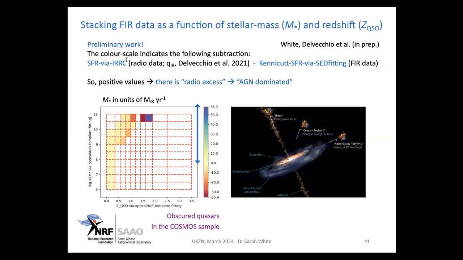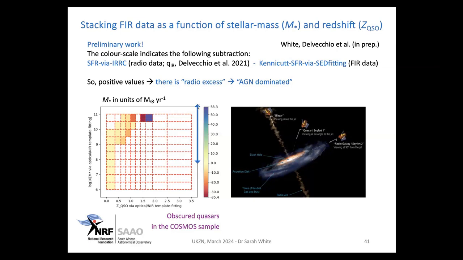And so where we have a positive value, that's an indication that we have radio excess. In other words, that the radio emission is dominated by the AGN. And if you look at the color scale here, we see that for all but 3 of these grid points, we actually have consistency with the star formation explanation.